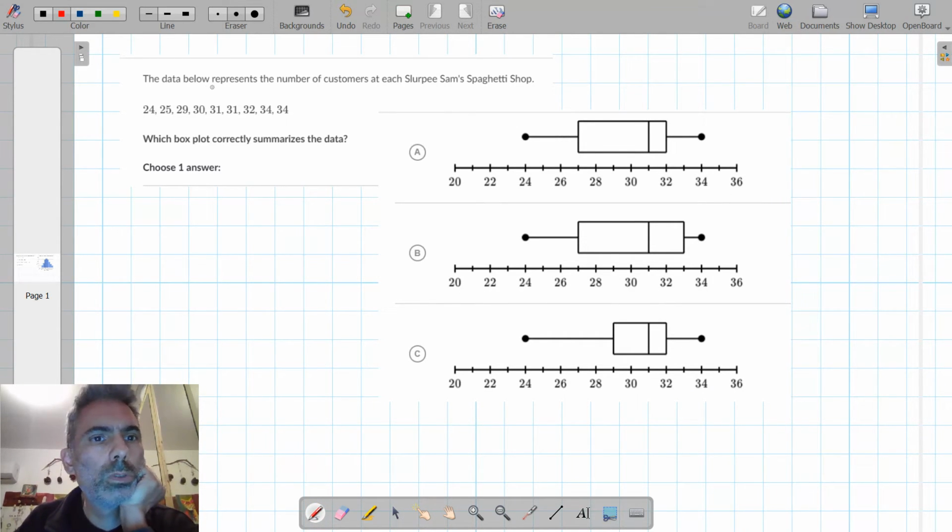The data below represents the number of customers at each Slurpee Sam's spaghetti shop. The number of customers. Okay. Which box plot correctly summarizes the data?